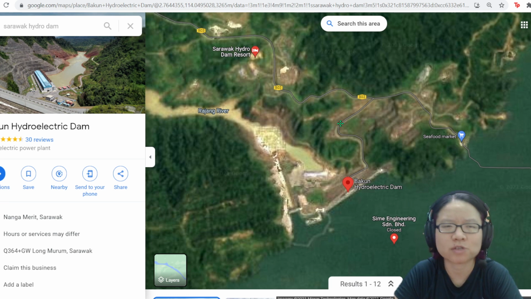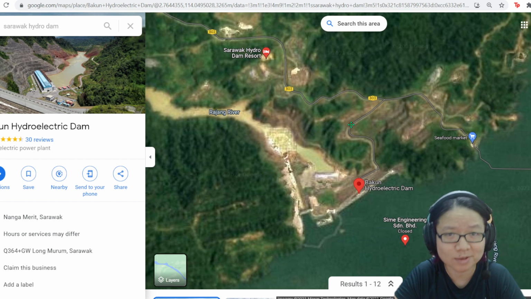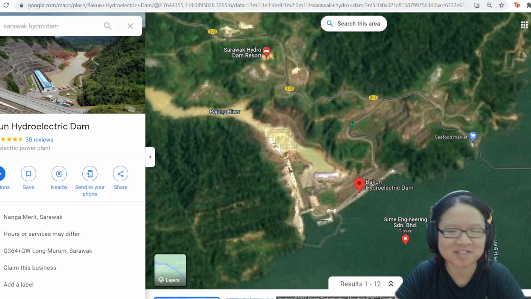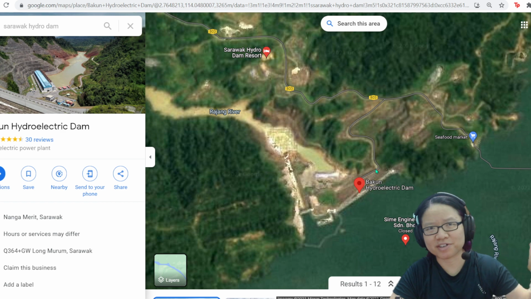Go Google Sarawak. It's one of the most beautiful places in the world. Hashtag not biased, Malaysian, all right? So shout out if you're from Sarawak.